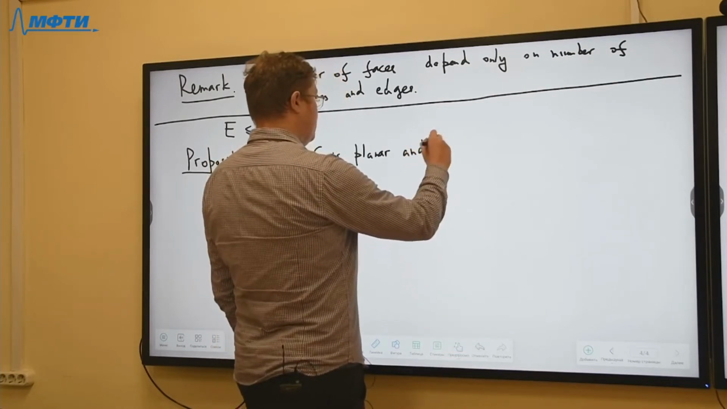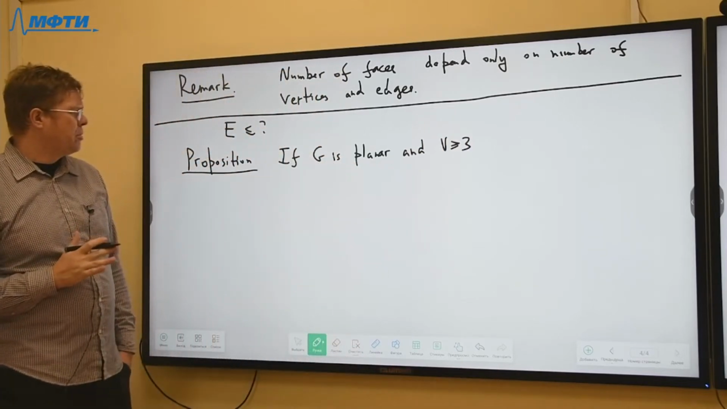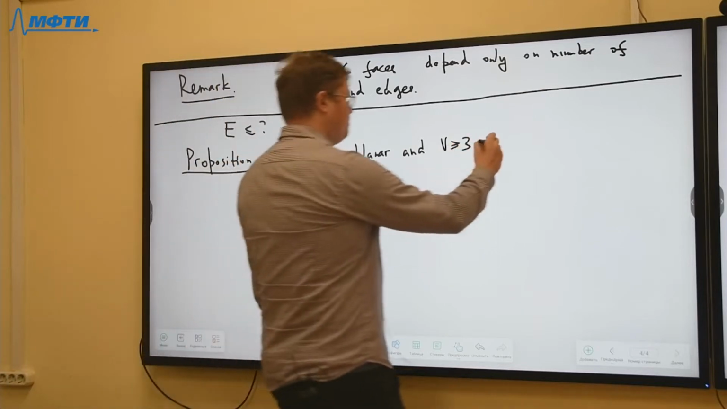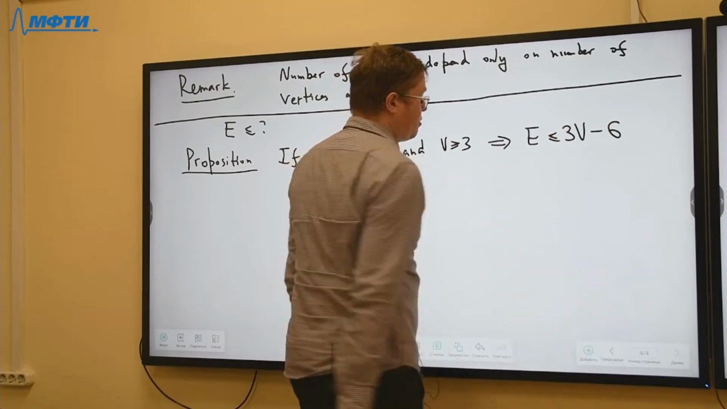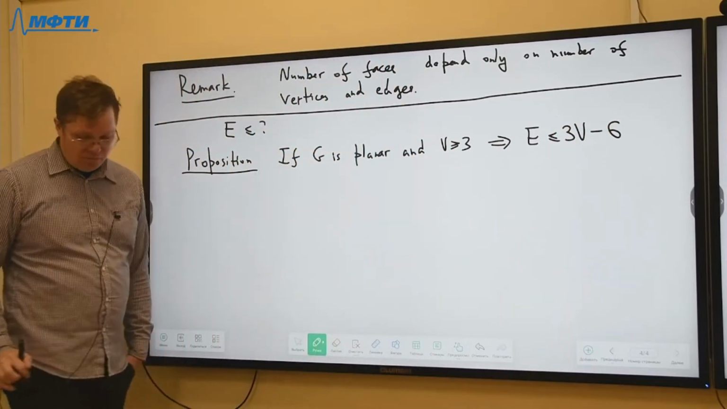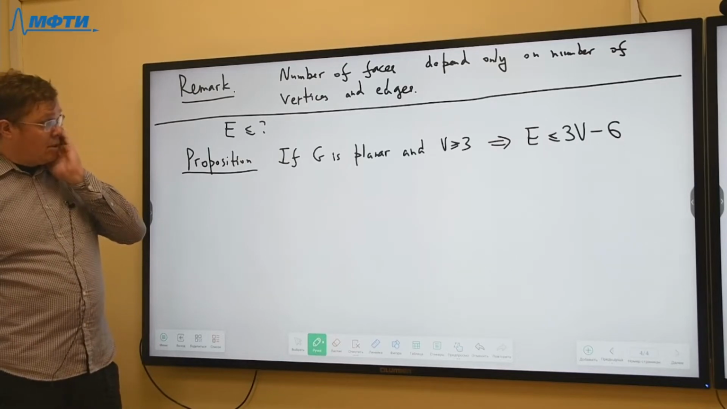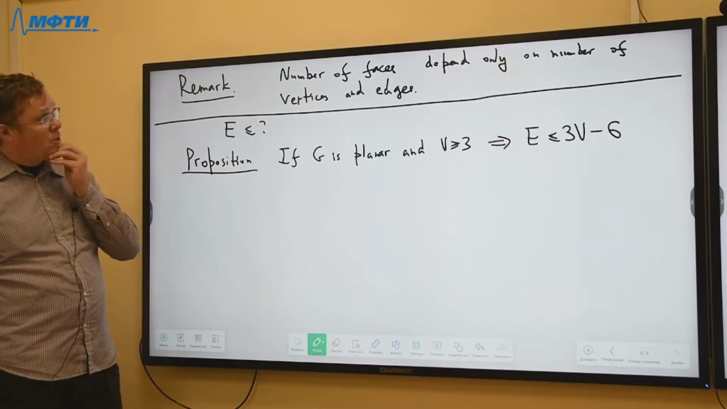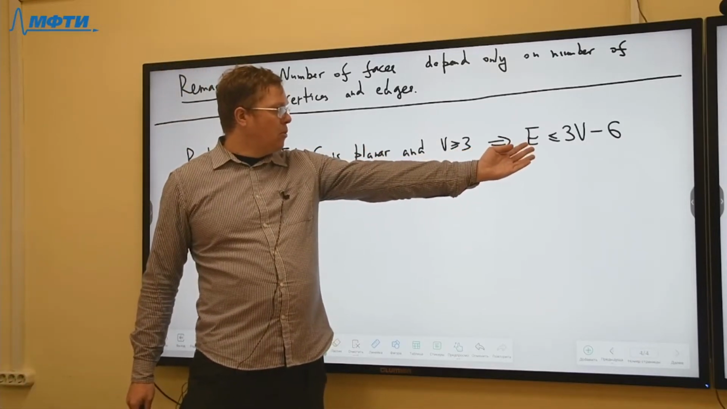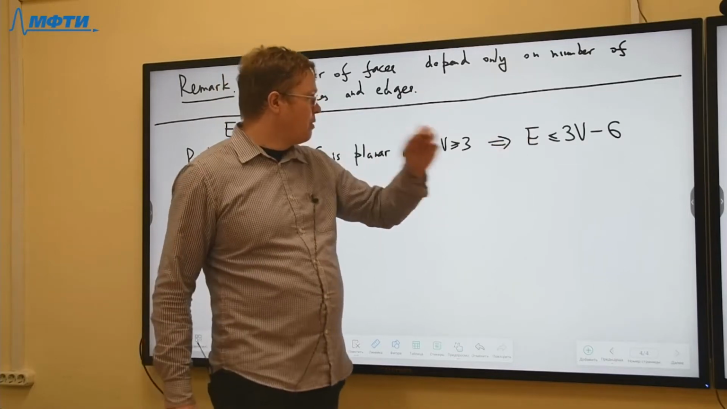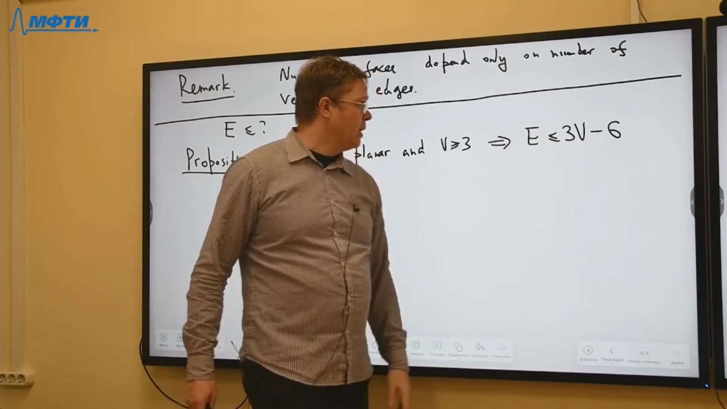And if the number of vertices is greater or equal to 3, then the number of edges is less or equal to 3v minus 6. So we have some inequalities connecting the number of edges and the number of vertices, from which we can estimate the number of edges for which we can have planarity. So if the number of edges is big enough, more than 3v minus 6, then the graph is not planar.